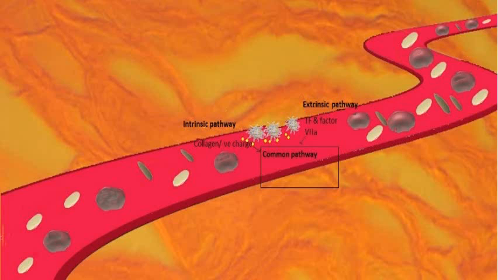On the other hand, nothing is added to the intrinsic pathway in the laboratory for its activation. All components needed for the activation are present within the blood. The common pathway is the merger of the final stages of both the intrinsic and the extrinsic coagulation pathways.